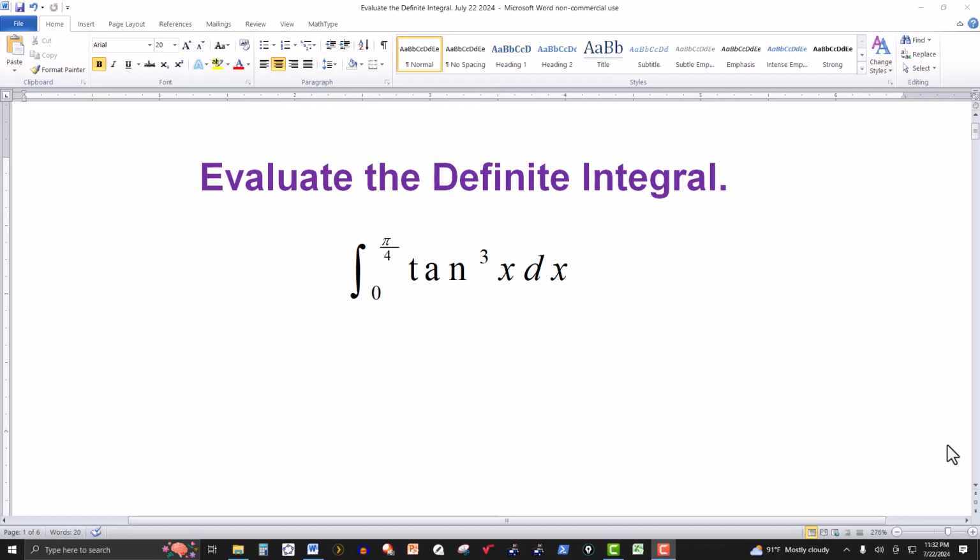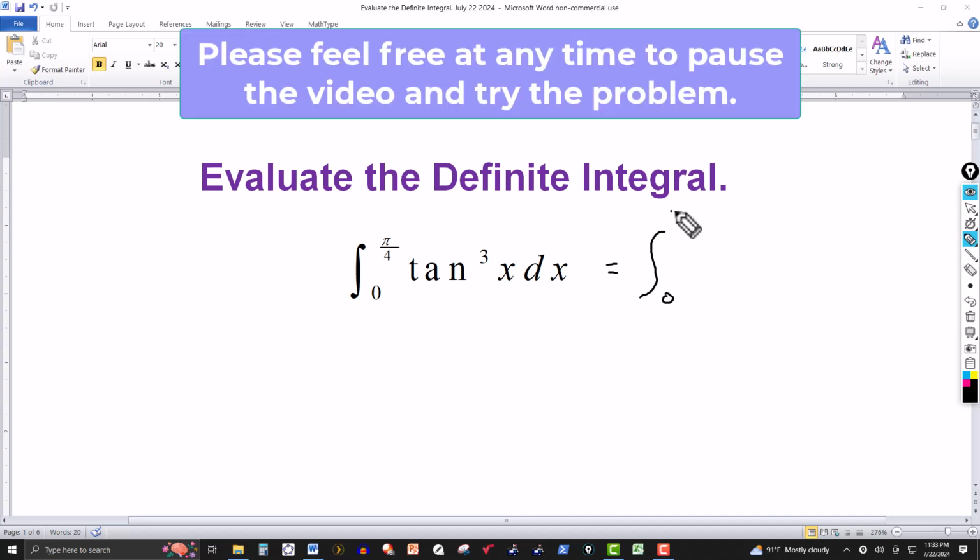In this video we have a trigonometric integral to evaluate, and it's a definite integral from 0 to pi over 4. So let's go ahead and see if we can break this down.